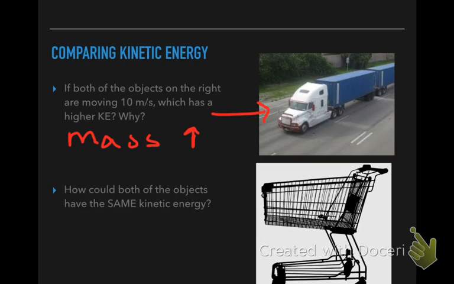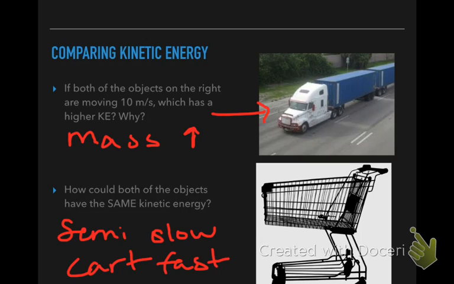But it is possible that the two objects could have the same kinetic energy. And this happens if the objects are not moving. So if they're both not moving, both of their kinetic energies are going to be 0. But the semi could be moving very slow, and the cart could be moving very fast. You would have to determine the actual numerical values of the velocity for that to happen, but in order to do the math, we need to have the masses, so it's going to be a little difficult right now without that information. But if the semi is moving super slow, and that shopping cart's moving real fast, then we would be able to have the same kinetic energy.